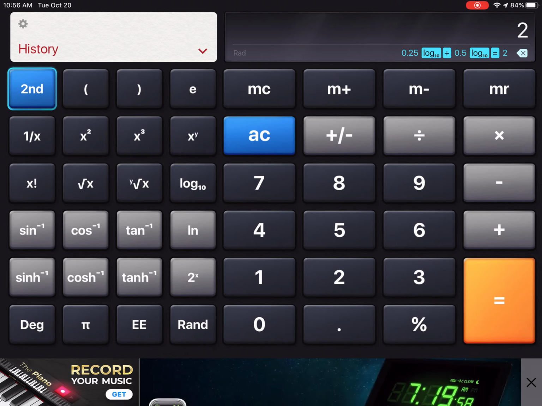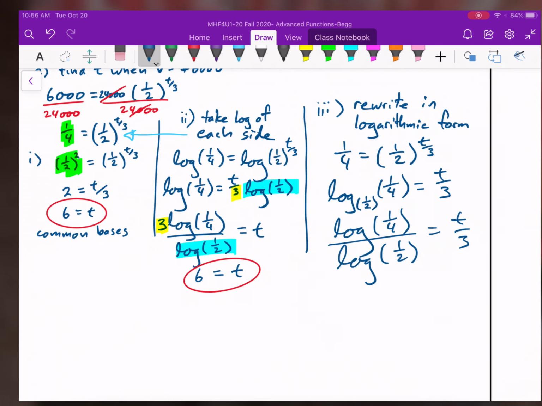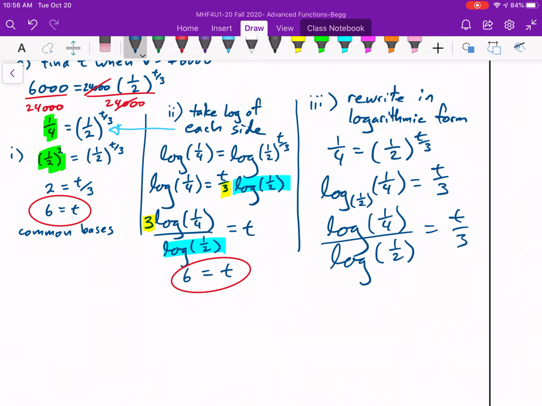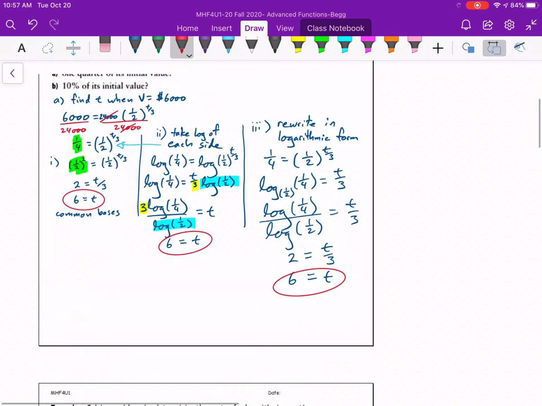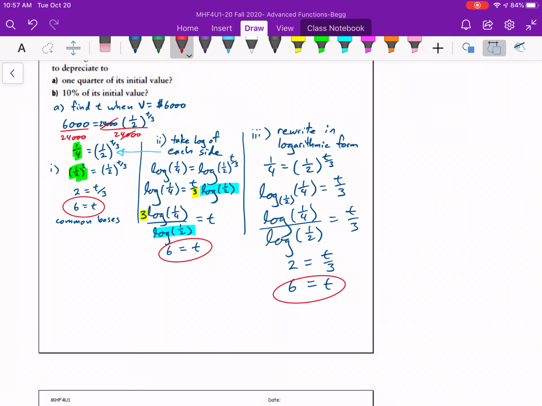So it turns out to be 2. In other words, what exponent do I have to put on a half so that it equals a quarter? Well, the answer is 2. And then I can multiply both sides by 3, and I get, again, t equals 6. So 3 versions of the same mathematical thinking, really.